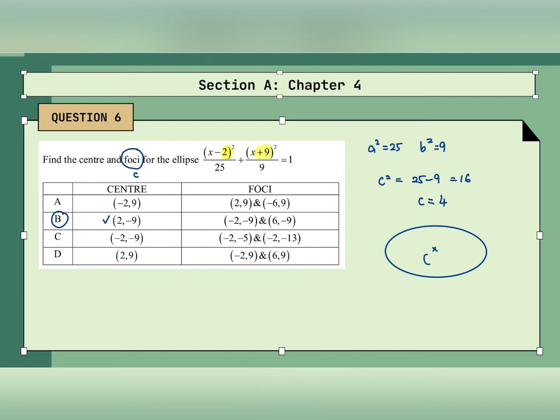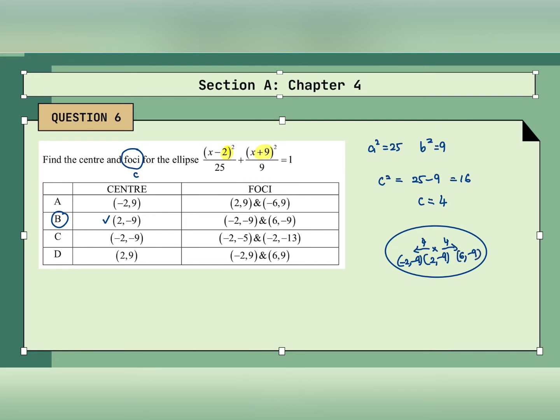Okay, so this is where our center is. Center kita tadi berapa? 2, -9. So, C kita adalah 4. So, kiri dan kanan kita jarak dia adalah 4. So, 2 tolak 4 adalah -2, -9. Dan 2 tambah 4 adalah 6, -9.